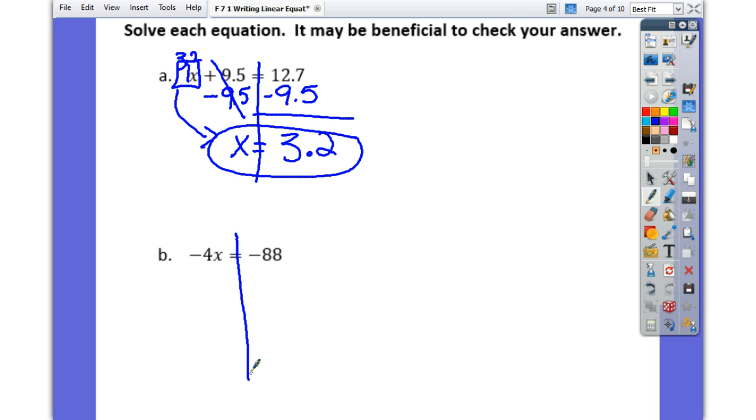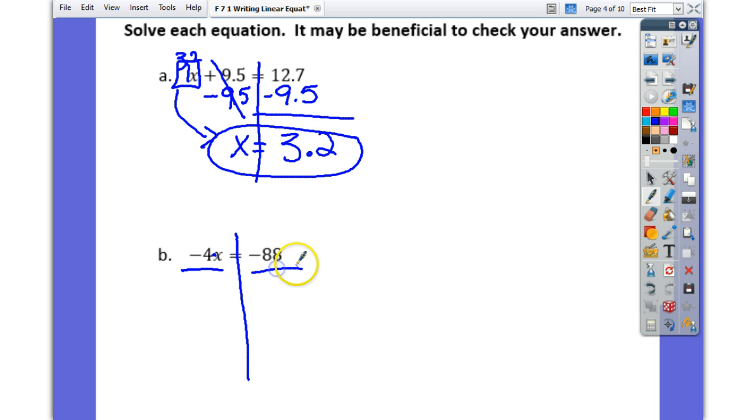So let's try this one, a one-step equation. See if you remember that one. Hold up your answer on your board. What does this mean, negative 4x? That means negative 4 times x. So if you got 22, you were correct.